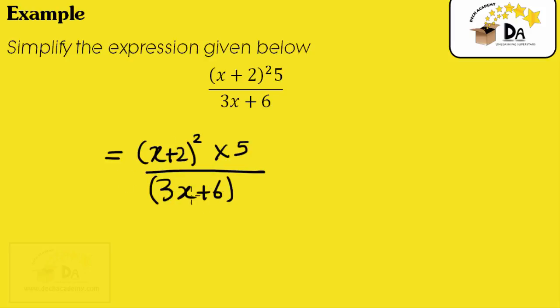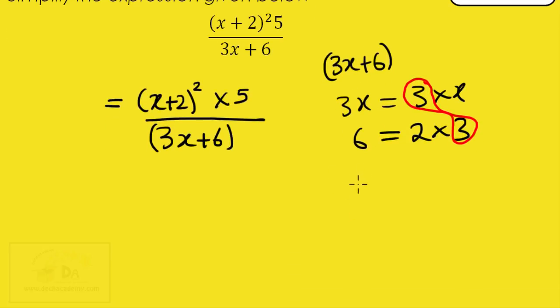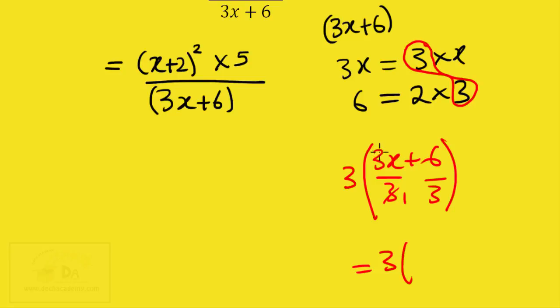Now, if you take this denominator term, 3x plus 6, its terms are 3x and 6. 3x is 3 times x, 6 is 2 times 3. As you can see, the terms have a common factor of 3. This means that this expression can be factorized. Factorizing 3x plus 6 gives 3x plus 6 divided by 3 divided by 3. You divide through by the HCF and you multiply by the HCF. And this gives 3x plus 3 and 6, 2. 3 into x plus 2.